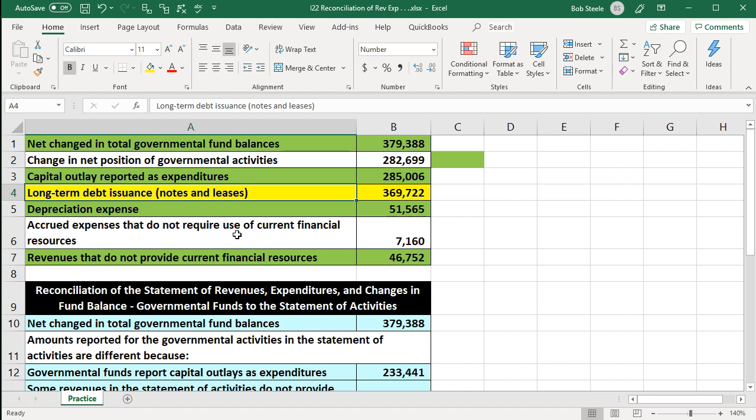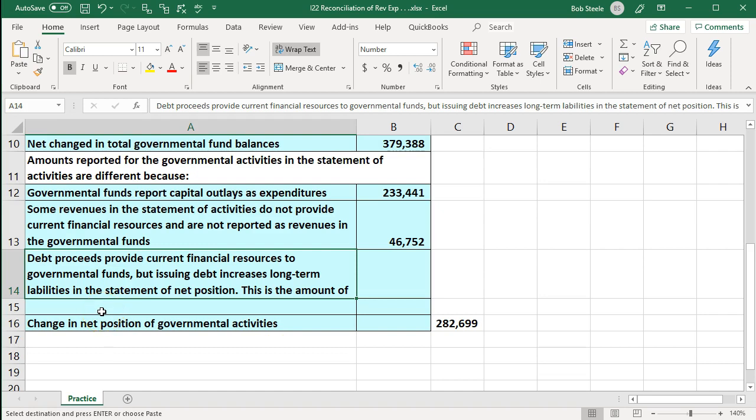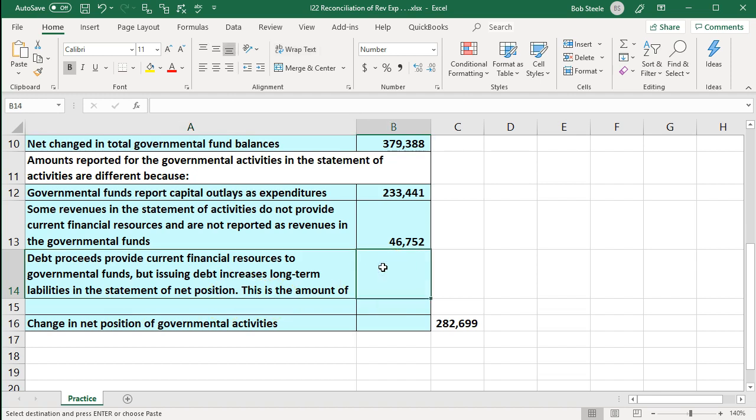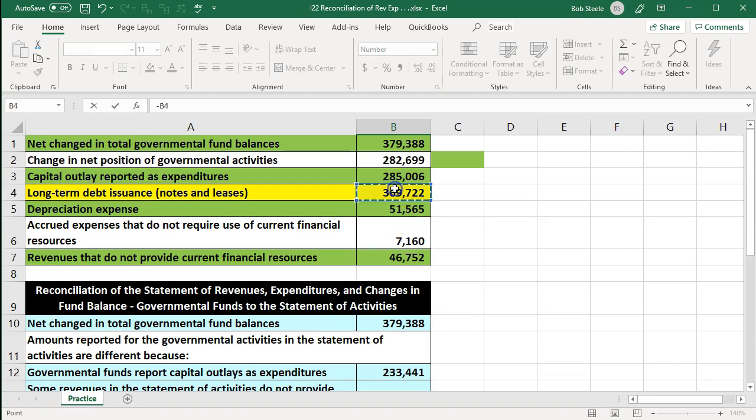On the side of the funds, however, we don't have long-term debt. We don't record the long-term debt on the fund side of things, and therefore we may actually just record the debt as a flow type of activity on the funds as opposed to a long-term liability. So we're going to have this difference then in the reconciliation process. We're going to call that difference: debt proceeds provide current financial resources to governmental funds, but issuing debt increases long-term liabilities in the statement of net position. This is the amount of, and we're going to say negative, we're going to make this one a negative item of the 369,722. So let's read that one more time.